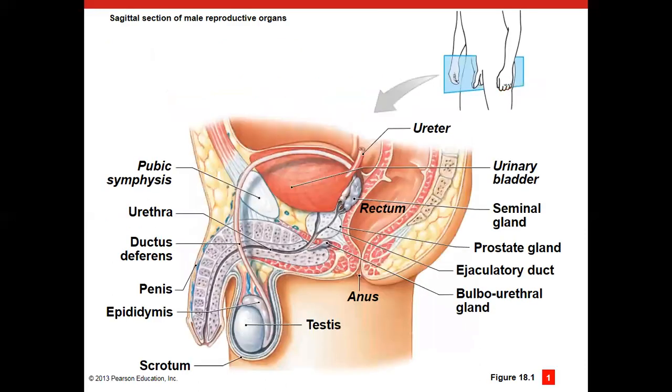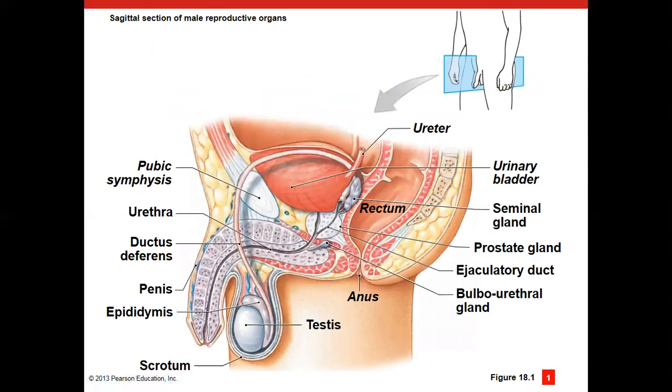And here's a sagittal section view of these particular structures as well. So the testis is where sperm is produced, epididymis is where it matures, and then the ductus or vas deferens transports those sperm to the ejaculatory duct here and into the urethra. So this long tube is the reproductive tract. And obviously the urethra is shared by the urinary tract and the reproductive tract.